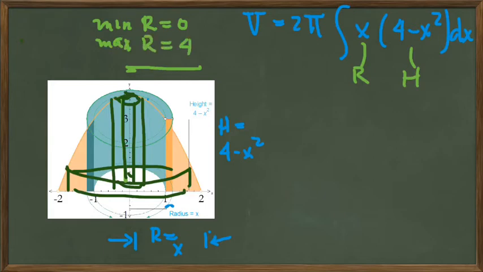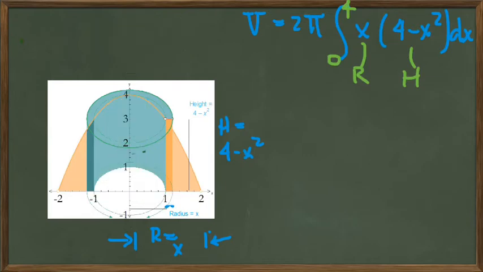And so that's how we get our limits of integration. The minimum radius is 0, the maximum radius is 4. And we pick our radii so that we fill up the entire region. So if we continue working on this, we've got 2 pi integral 0 to 4. We distribute the x, 4x minus x cubed dx. We integrate and get 2 pi.